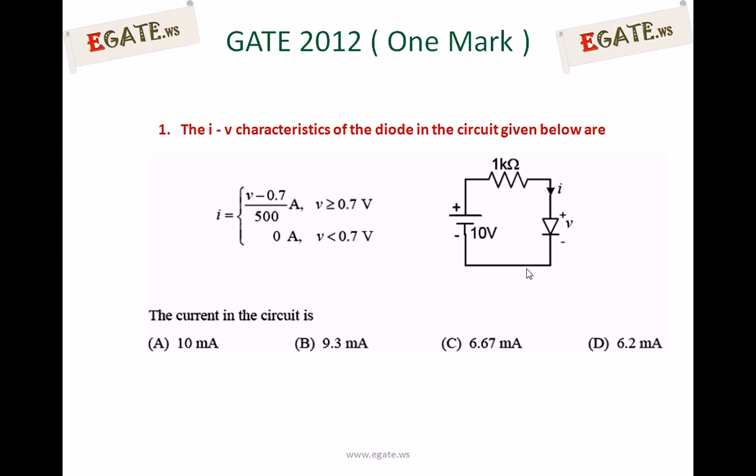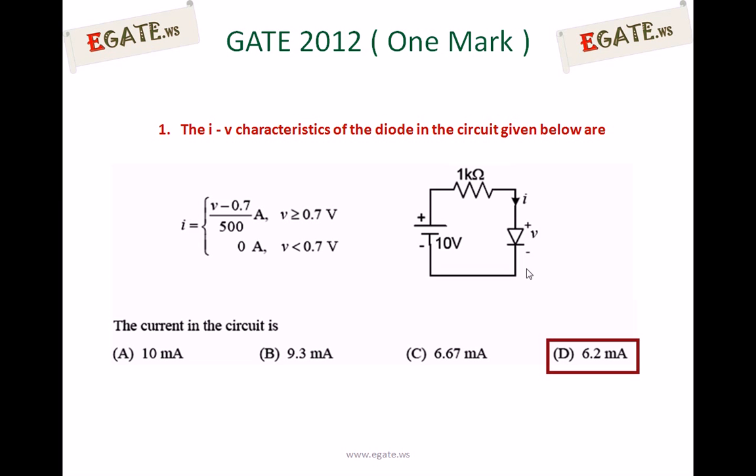The current in the circuit is: A, 10 milliamperes; B, 9.3 milliamperes; C, 6.67 milliamperes; D, 6.2 milliamperes. I am reading the question again. For the given circuit with the diode IV characteristics, find out the current flowing through the diode. So the right answer for this one is 6.2 milliamperes. We will see how we are getting 6.2 milliamperes.